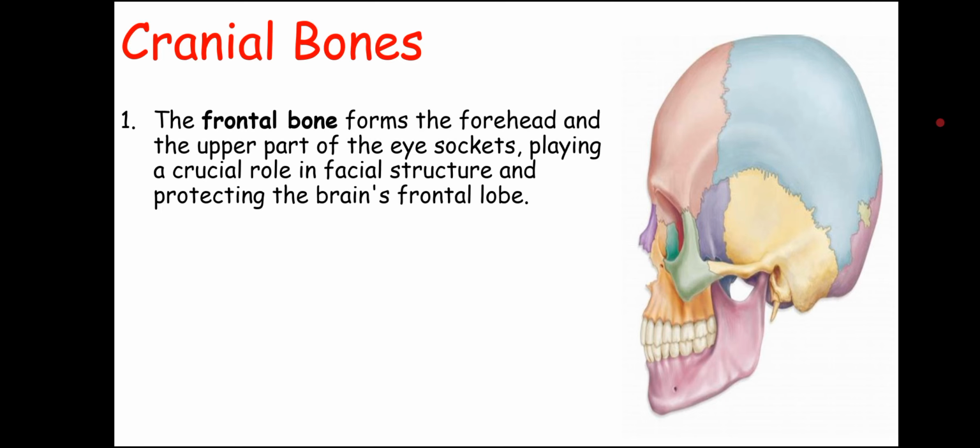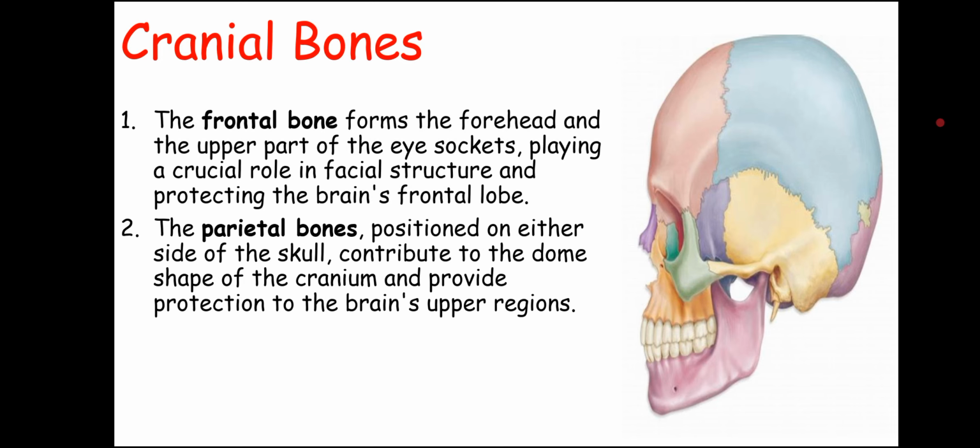The first cranial bone is the frontal bone. Here you can see in diagram the anterior bone is the frontal bone. It forms the forehead and the upper part of the eye socket, thus plays a crucial role in facial structure and protecting the brain's frontal lobe.